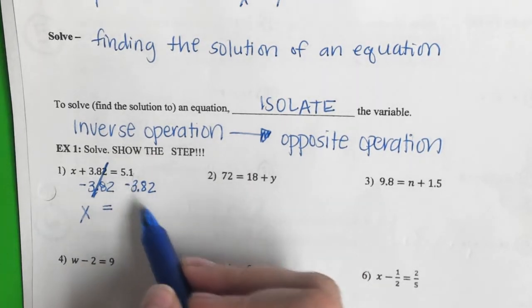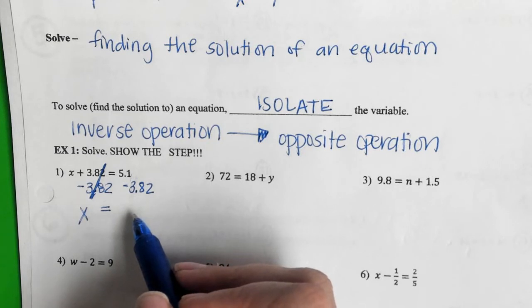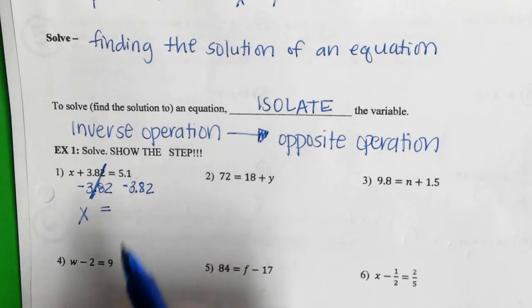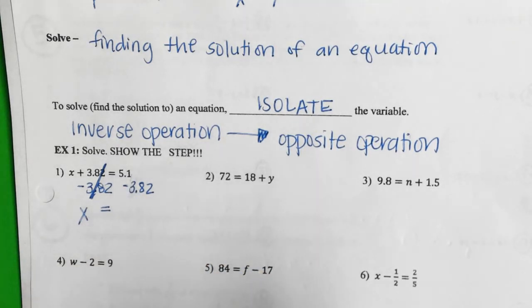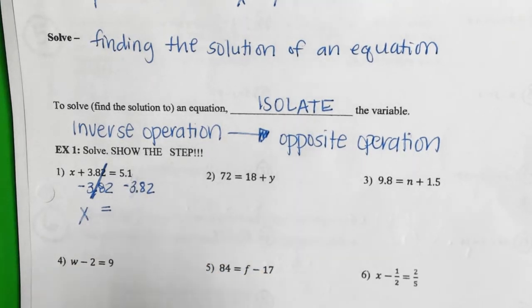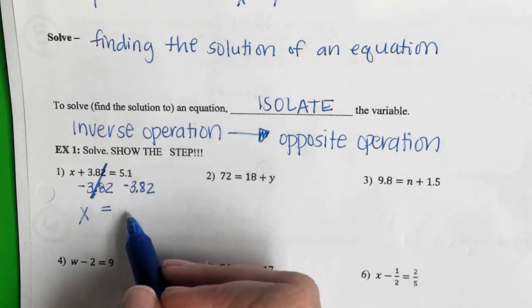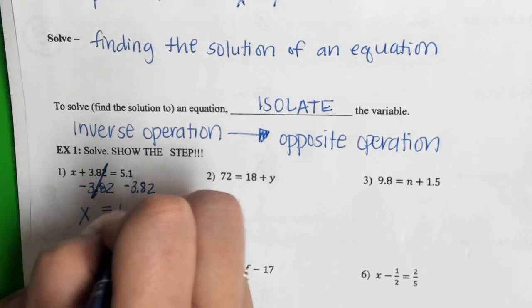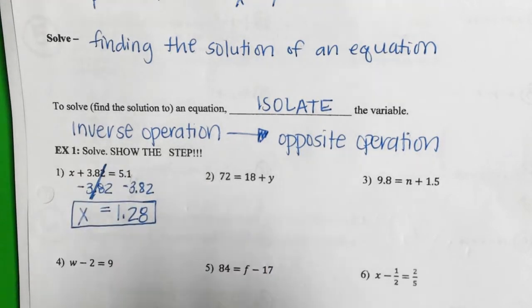Now I can say 5.1 minus 3.82. And what do we get? We get whatever number we subtracted. So is x 5.1? Almost. It's 5.10 minus 3.82, which would be 1.28. Okay? So this would be our solution. That is the value of our variable. And we find that by undoing what's on the same side with the variable.